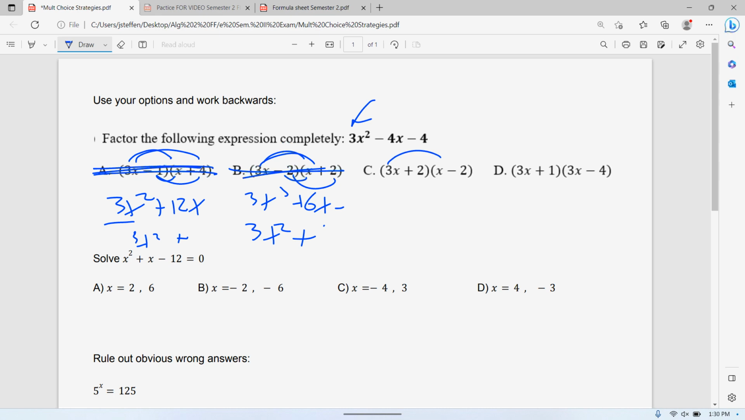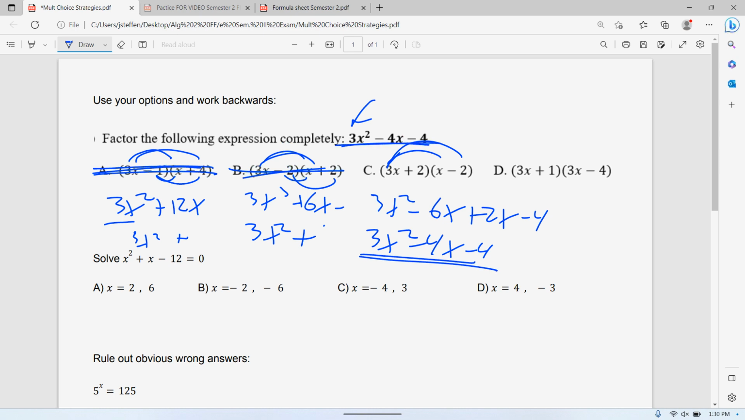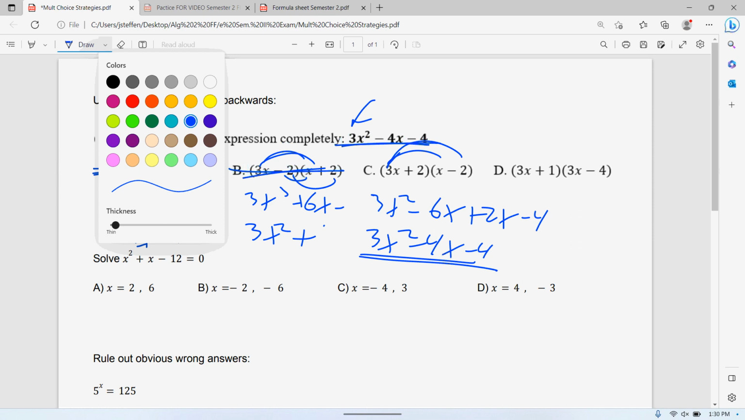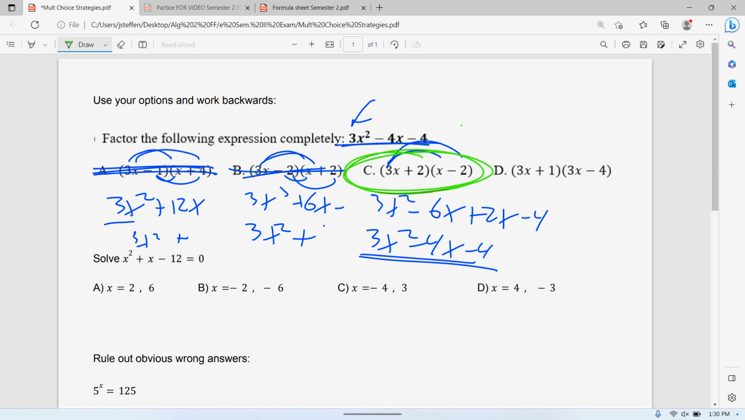Sorry about that. So distribute this one. We have 3x squared minus 6x plus 2x minus 4. So that's 3x squared minus 4x minus 4. So that then is our answer. That is what we have up here. That's what we're looking for, which means C is our answer for that one.